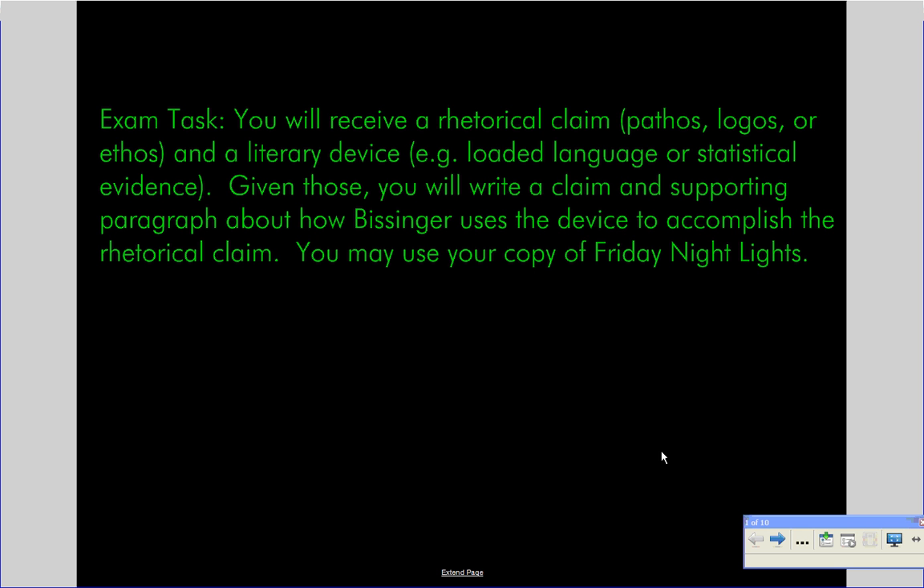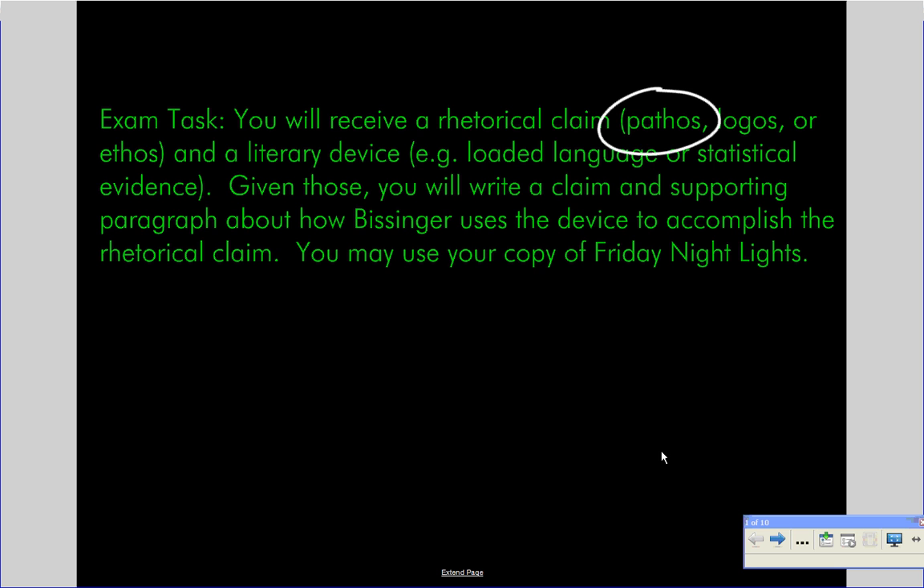I will give you a rhetorical claim, one of the three: pathos, logos, or ethos. So you will see one of these words on the exam. You must be prepared to deal with any one of these three. And I will give you a literary device. For instance, loaded language, which some of you dealt with, profanity, racist terminology in Friday Night Lights, statistical evidence. Some of you dealt with imagery, characterization.